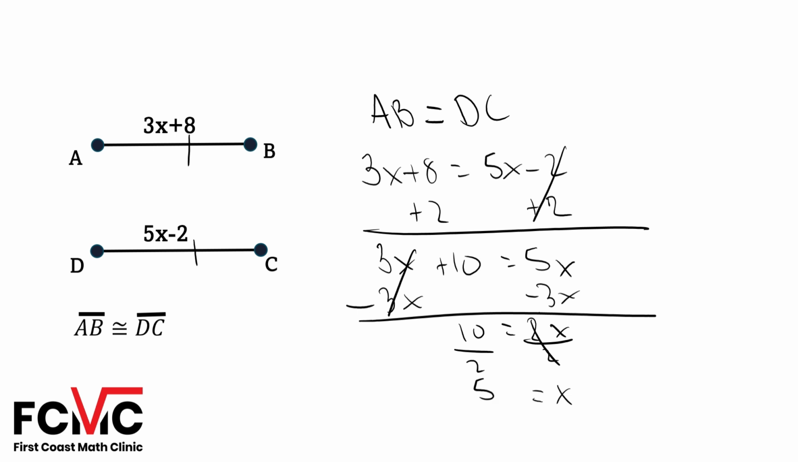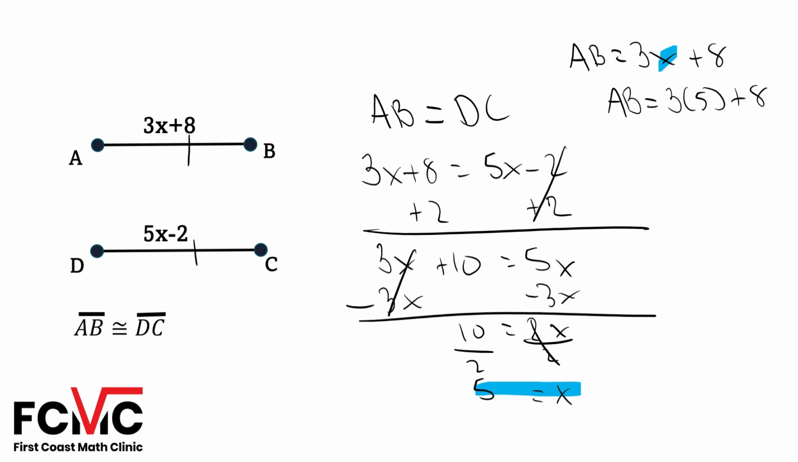Now let's find the length of AB. AB equals 3x plus 8. X is equal to 5. So we'll have AB equals 3 times 5 plus 8. We'll get 15 plus 8, and we'll get AB equals 23. So if AB equals 23, then DC is going to be the same length at 23 as well.